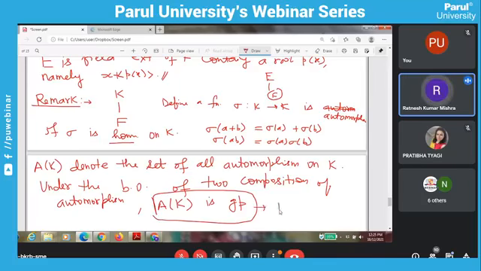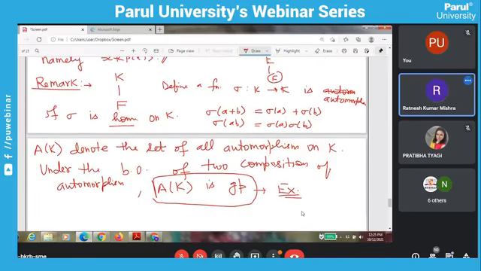We can verify this as an exercise, just as you prove that Sn is a group, the set of all one-to-one corresponding maps. Here these are automorphisms, so the collection of all automorphisms, A(K), is a group, and the binary operation is the composition of automorphisms.